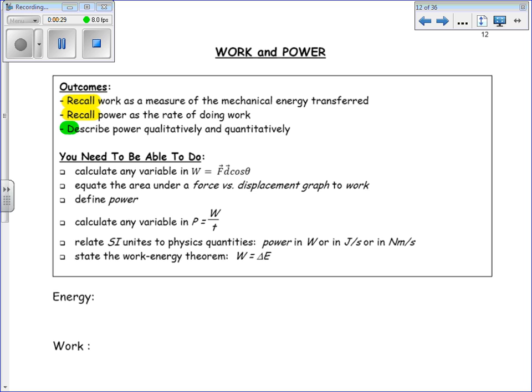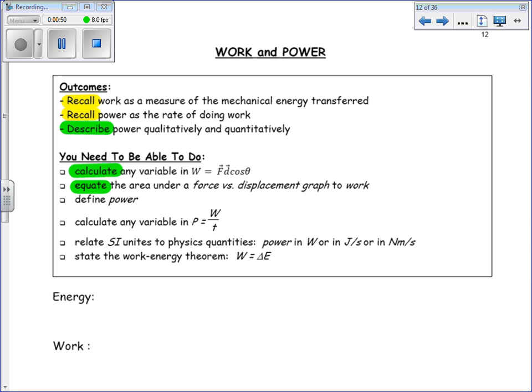So we're going to make that green. What I'm actually looking for you to be able to do to show me you can meet those outcomes is calculate any variable in the work formula, which is force times distance times cos theta. Equate the area under a force versus displacement graph to work.